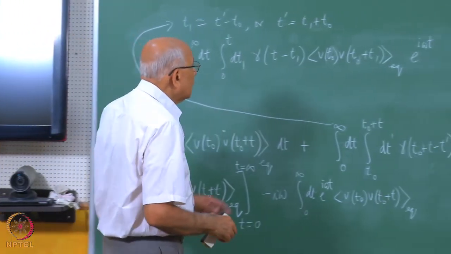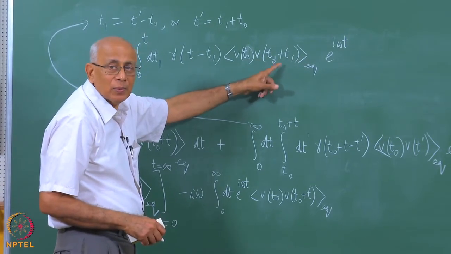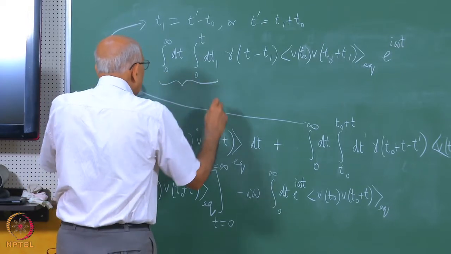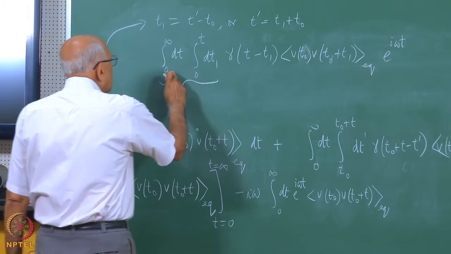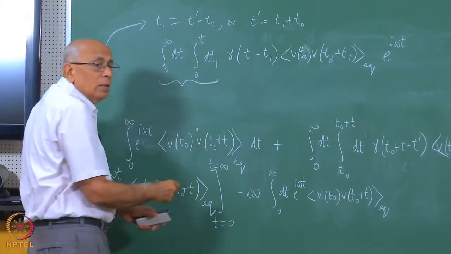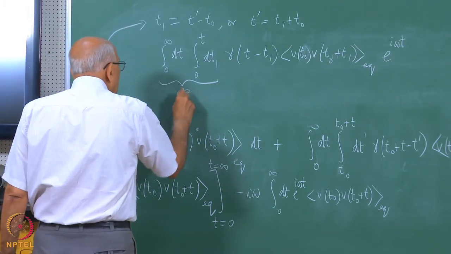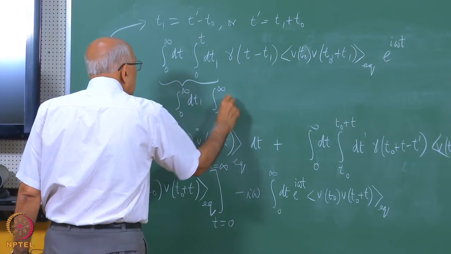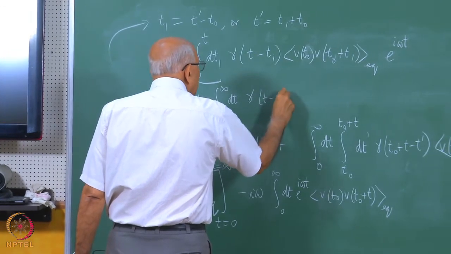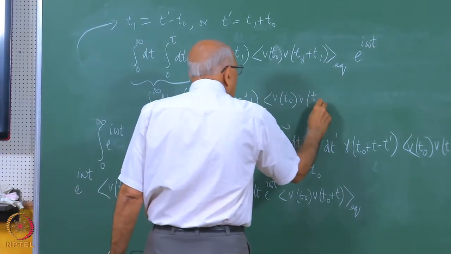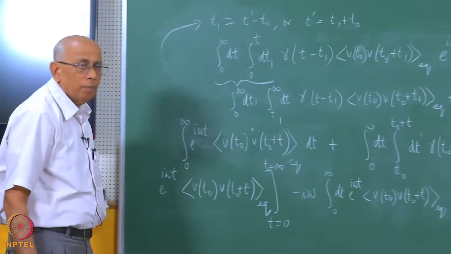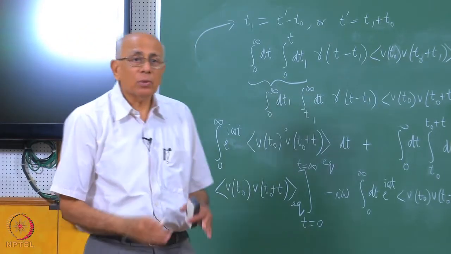I need to somehow get this integral e to the I omega T to act here somehow, right? So the thing to do is to interchange orders of integration. Okay. And what does this become if I interchange order of integration? 0 to infinity dt, and for each value of t, t1 goes up to t. So if I interchange, right now t1 is less than t, so t is greater than t1. So this will become integral 0 to infinity dt1, integral t1 to infinity dt, gamma of t minus t1, V of t naught, V of t naught plus t1, equilibrium, e to the I omega t. Now let us put t minus t1 equal to tau, because that is the obvious thing to do.